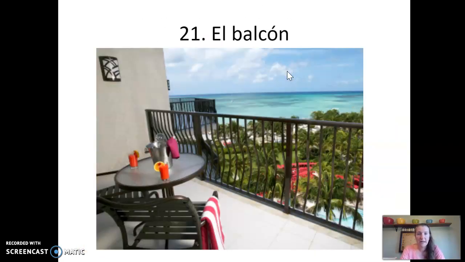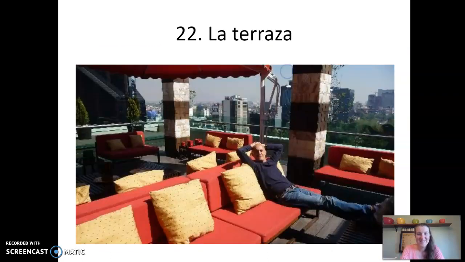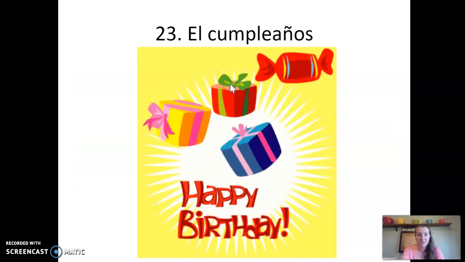El balcón is a balcony. This looks like a hotel. I would love to be there right now. La terraza is a terrace. So a lot of places in Europe, especially in the cities, don't have a yard. In our cities here, if you live in a condo or an apartment, you might not have a yard. So places might have a patio or a terrace or some sort of outdoor space. They can be private or shared by everybody that lives in the apartment building, right? This guy's relaxing here. Looks nice.